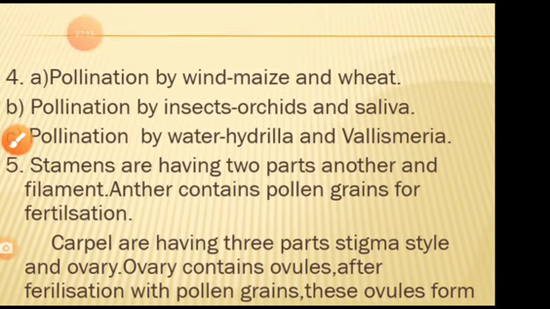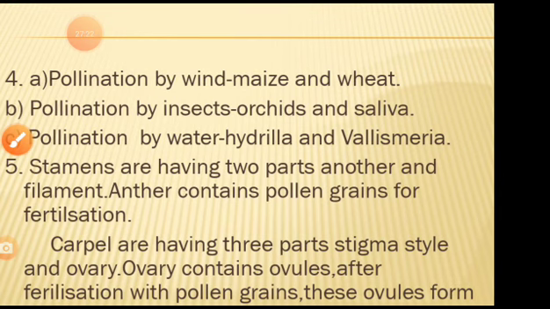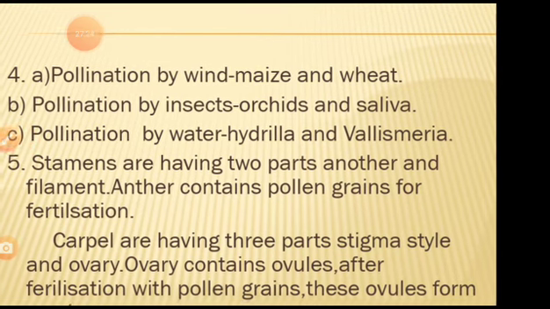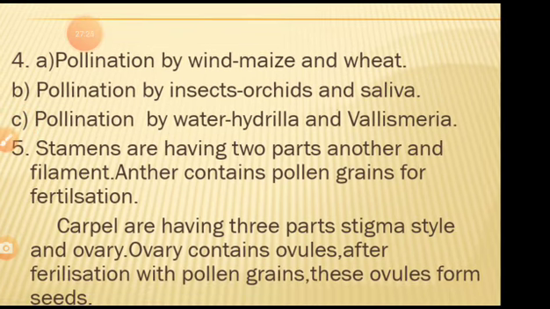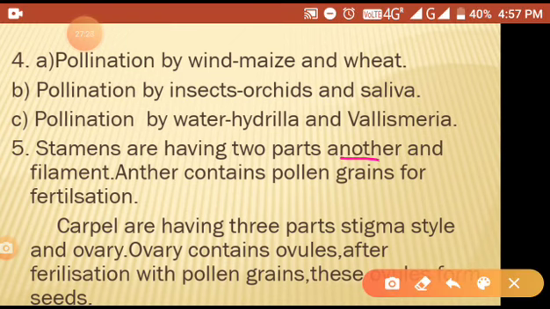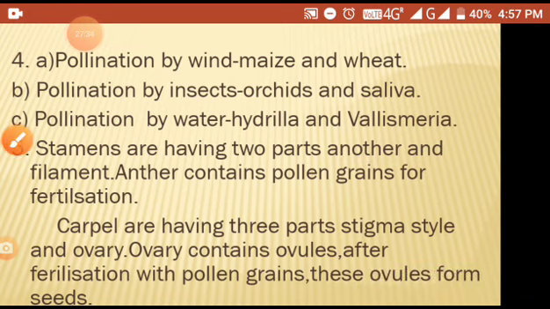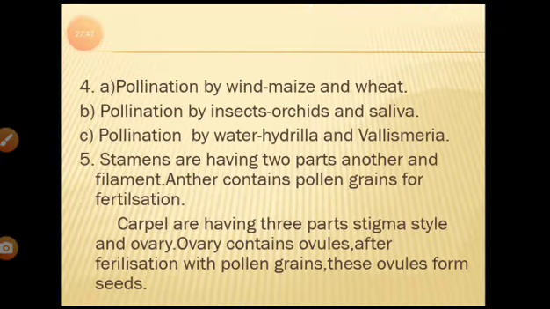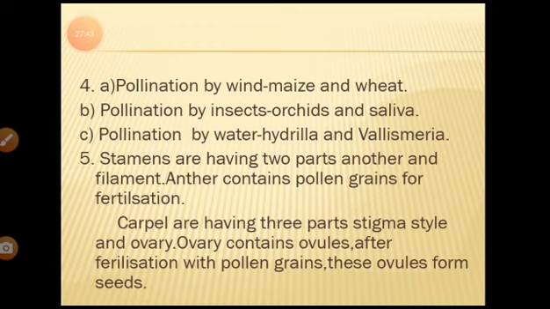Answer number 5. Stamens have two parts, anther and filament. This is the anther. Anther contains pollen grains for fertilization. Carpels have three parts, stigma, style and ovary. Ovary contains ovules. After fertilization with pollen grains, these ovules form seeds. So this is the answer number 5.